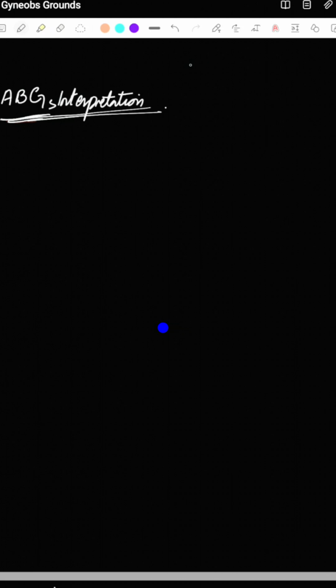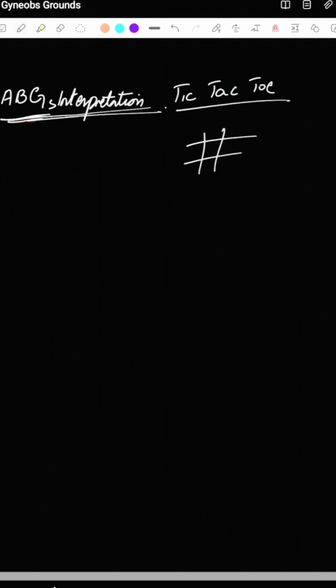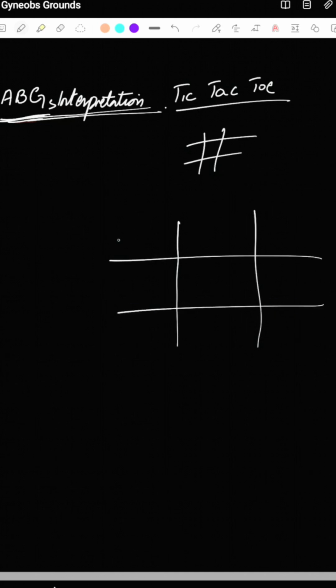So we are all well aware of the game tic-tac-toe. It is a very important game and a very funny game in our school and college. I hope you are all aware of this game. We are going to do our ABG interpretation with this game. There are 2 columns and 2 rows. Here this will be acid, this is the normal, and this is the base.